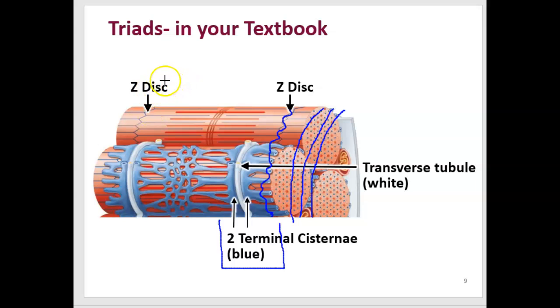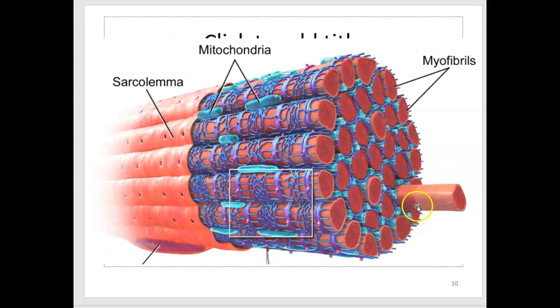The structure from Z-disc to Z-disc is called a sarcomere, and we're going to talk about that in the second part of this lecture. First, let's just review using this diagram that I found that I think is really cool.